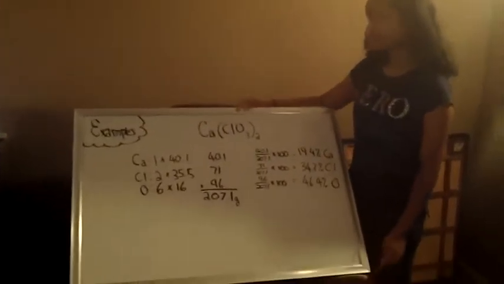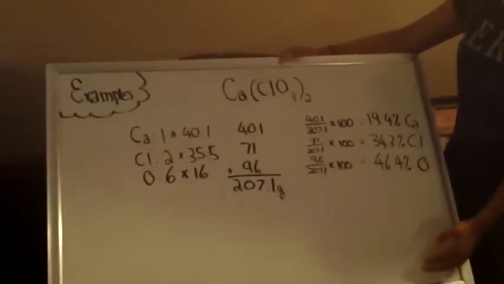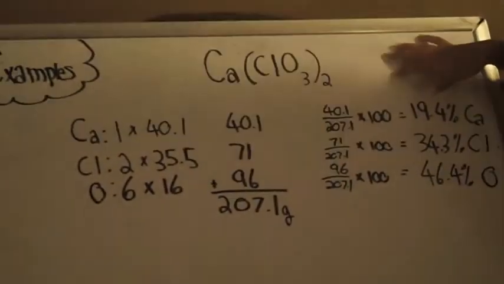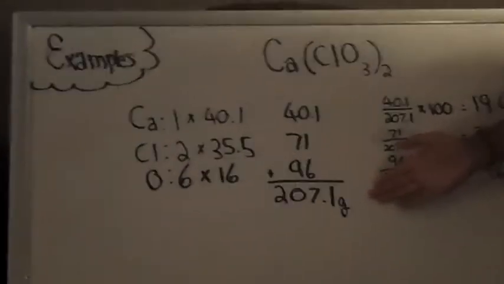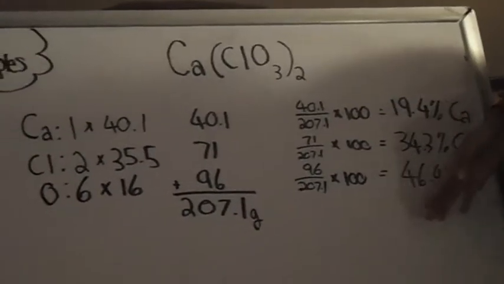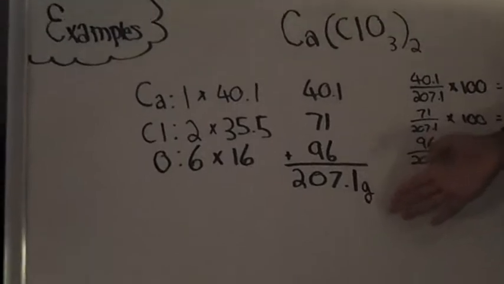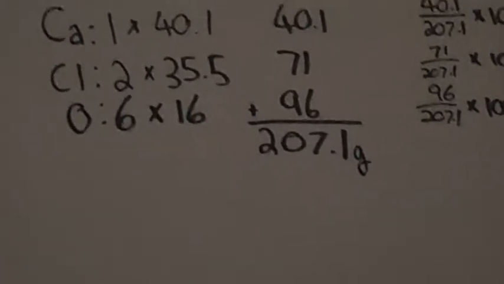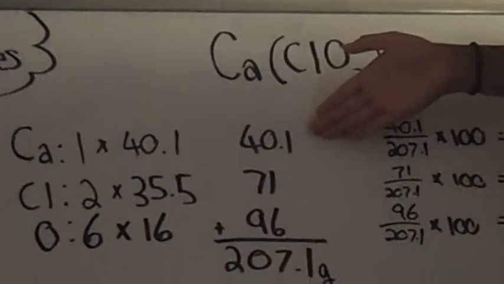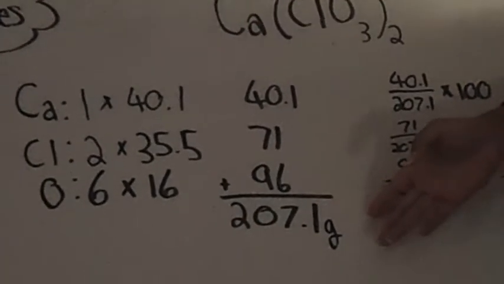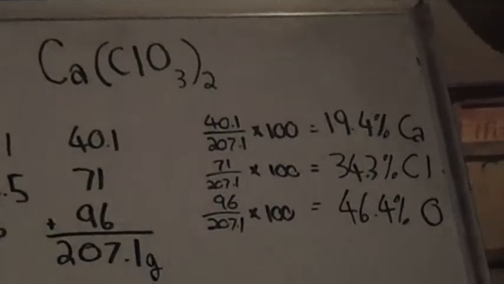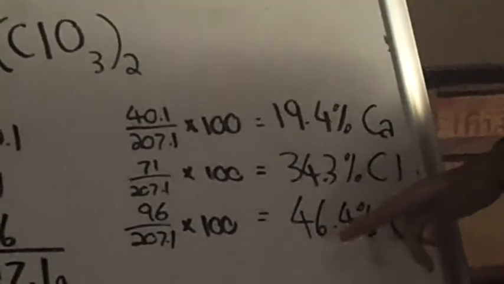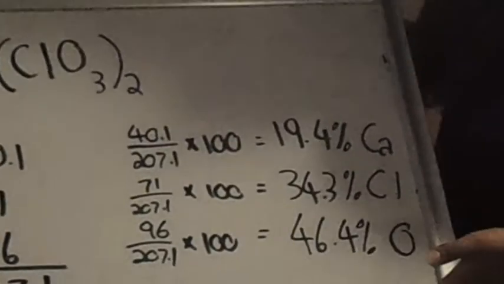Okay. We are going to use this example to show how you would use percent composition. So our first step is you would have to find the molar mass of this compound. So we did that here, and we showed you how to do that in the previous problem. So what we got is the total molar mass would be 207.1 grams. So the next step would be to take the total atomic mass of one of the elements and divide it by the total molar mass of the entire compound and multiply it by 100. If you do this, you would get 19.4% calcium, 34.3% chlorine, and 46.4% oxygen.